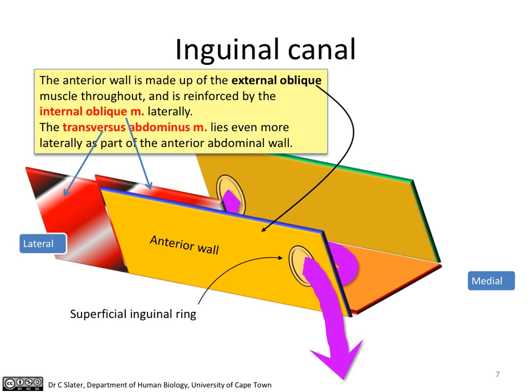A little more laterally, we find the internal abdominal oblique muscle immediately posterior to the external oblique, and it reinforces the lateral third to a half of the inguinal canal. And then a little further laterally, we find the transversus abdominis, which contributes to the integrity of the anterior abdominal wall laterally, but has little to do with the formation of the inguinal canal itself.